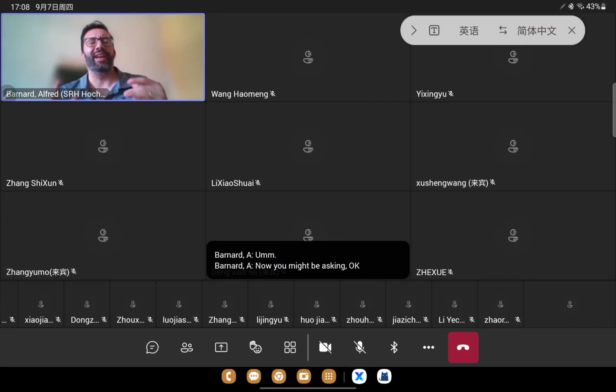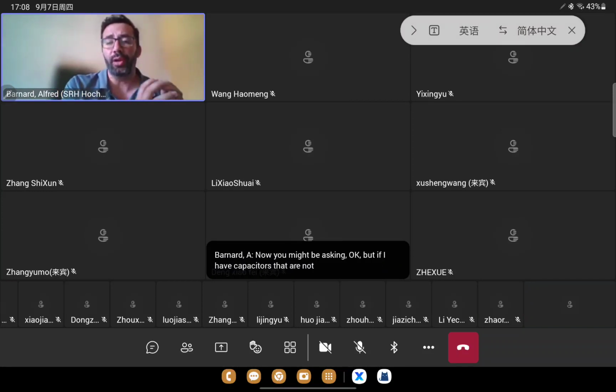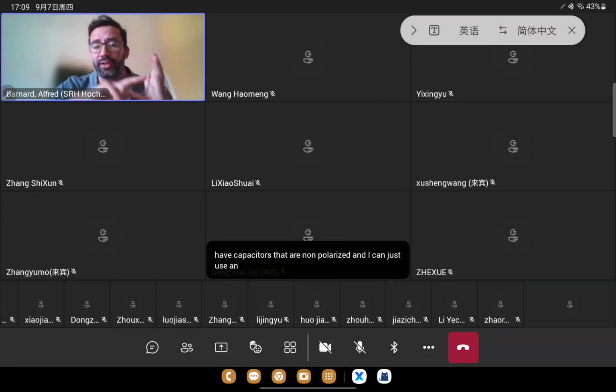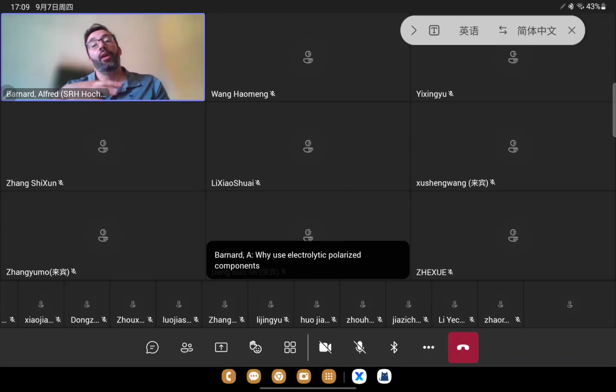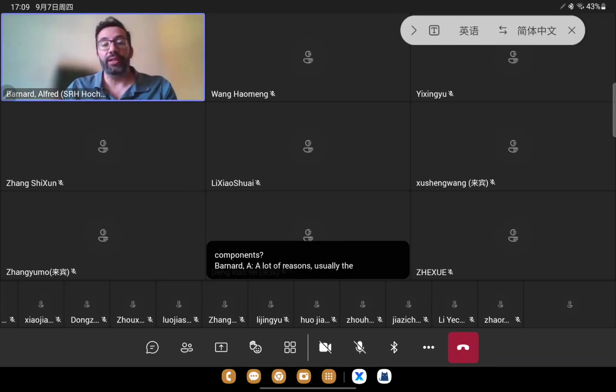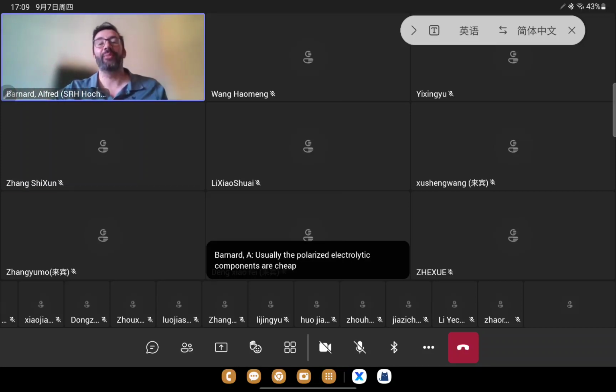Now you might be asking, okay, but if I have capacitors that are non-polarized and I can just use any orientation I want, why not just use them? Why use electrolytic polarized components? A lot of reasons. Usually the polarized electrolytic components are cheaper and come at a very higher rating and also higher values.